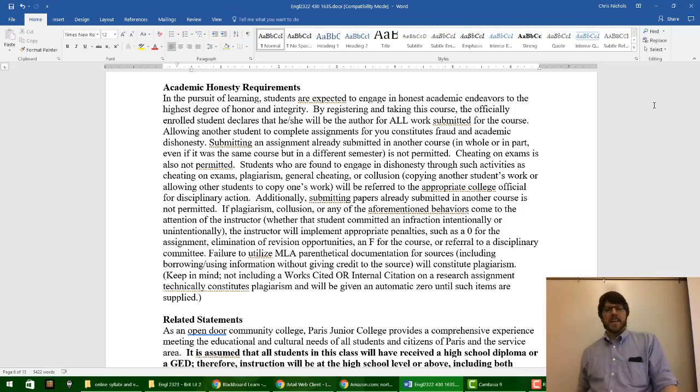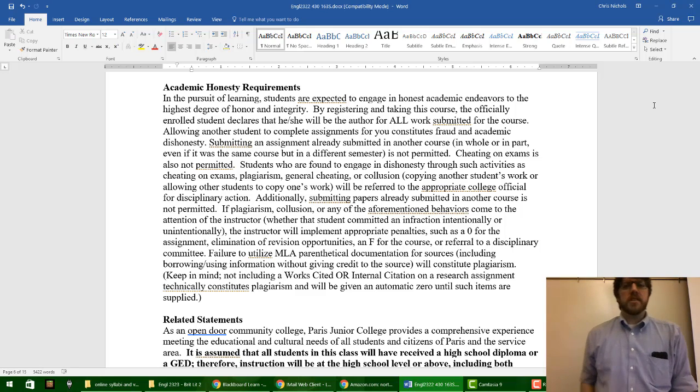Submitting an assignment already submitted in another course, in whole or in part, even if it was the same course but in a different semester, is not permitted. So, for example, if you wrote your research paper in 1302 on Dover Beach, and you're like, oh, wow, Dover Beach is also in this class, I'll just turn in the same research paper, that's not permitted even though it's your work you're submitting.